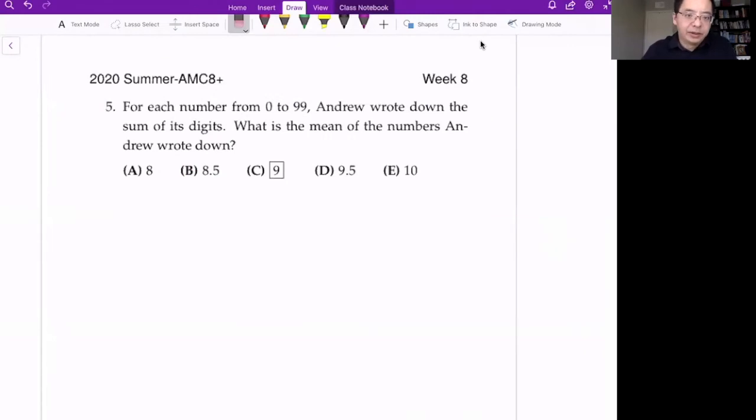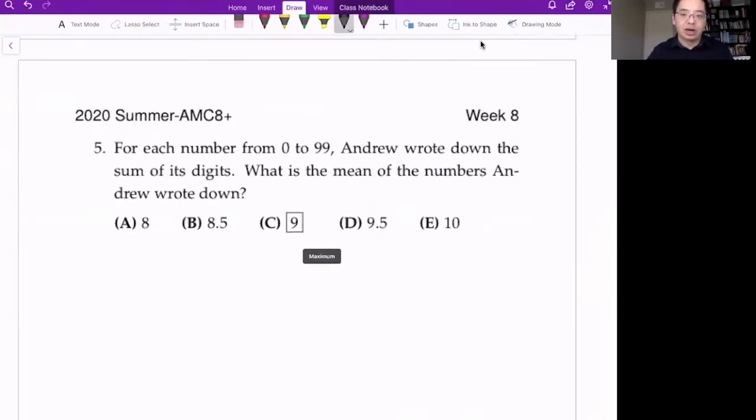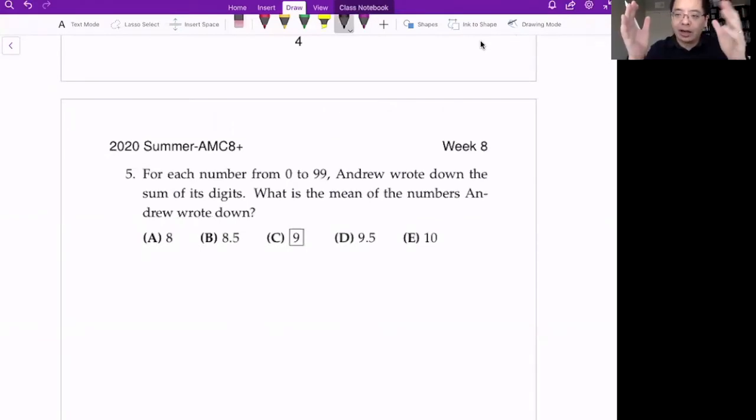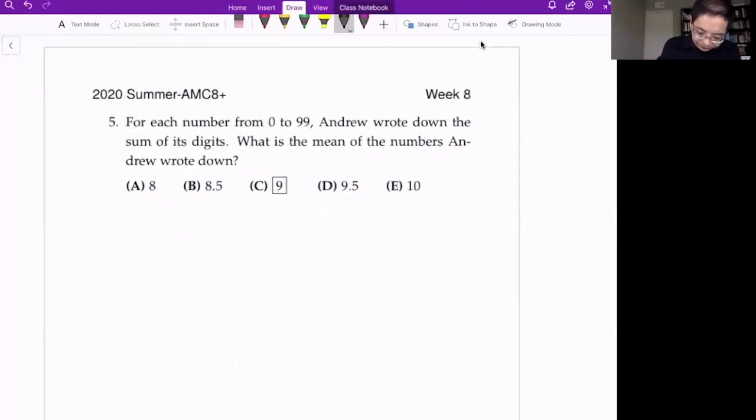Problem number 5. So here we have 100 numbers from 0 all the way to 99. Okay, so what Andrew did is he added the digits of those numbers together. And the goal is to find the average of the sum, right? Okay. So for this problem, we have 2 ways to solve it. One way is straightforward, sort of a brute force. So basically, we literally add all those numbers together, and we divide by 100 to find the average. Okay, so method 1, which I call straightforward.